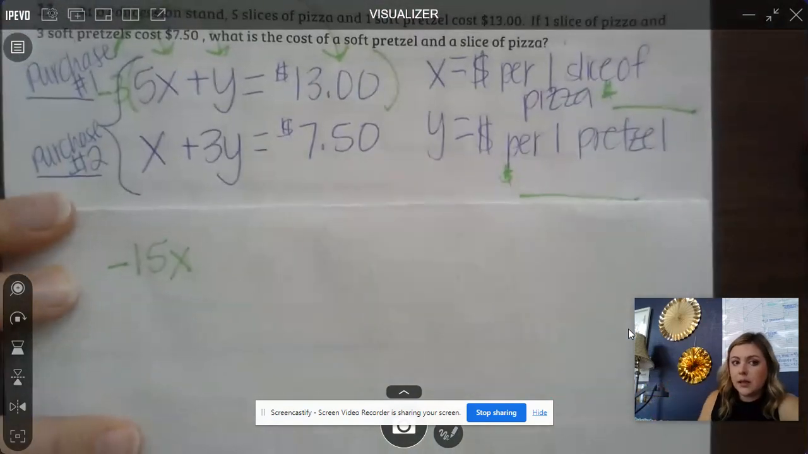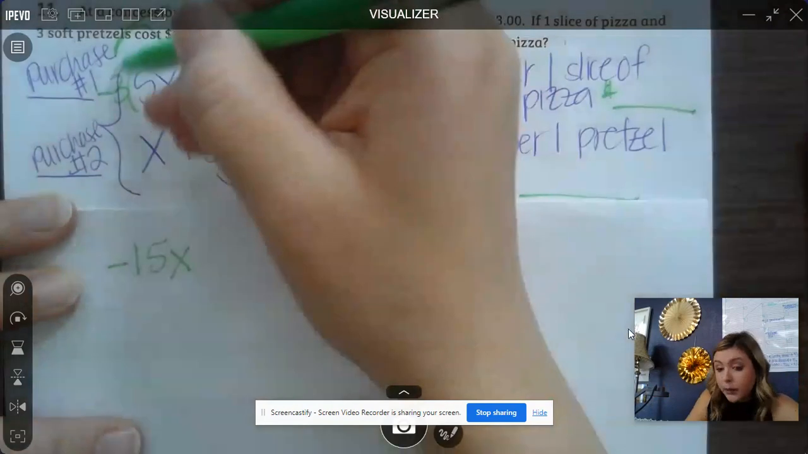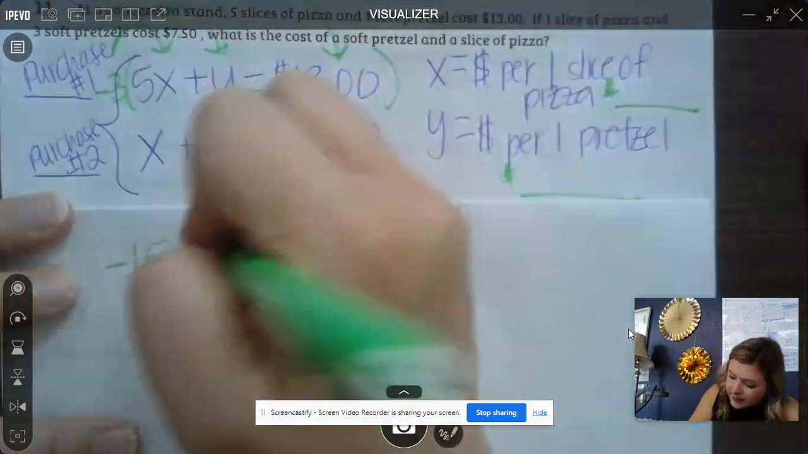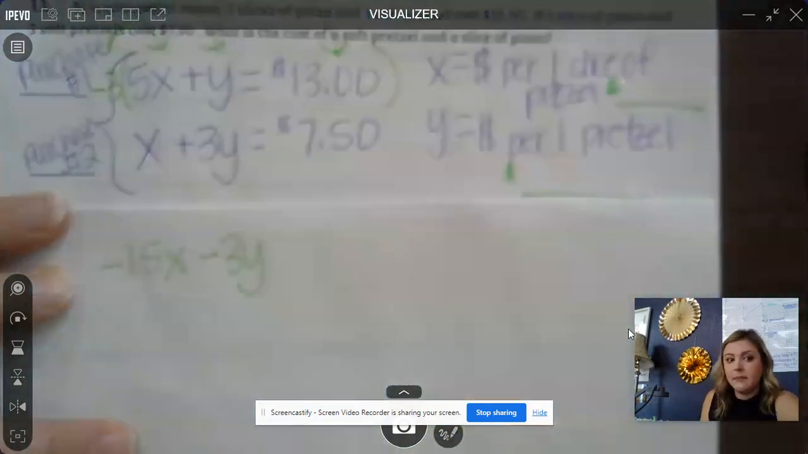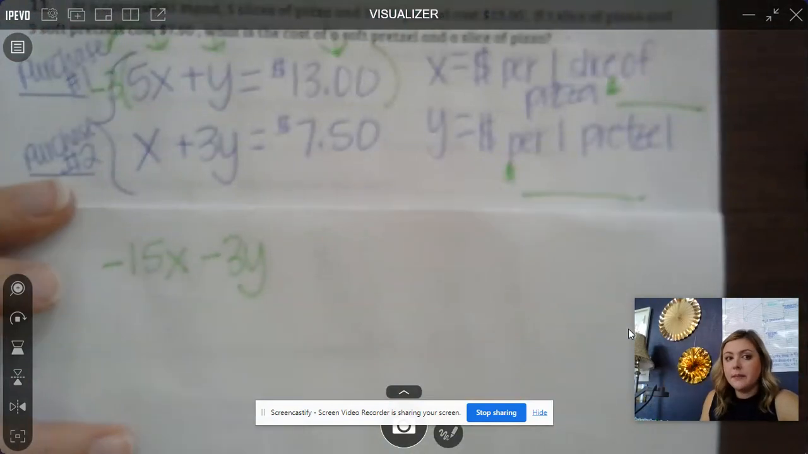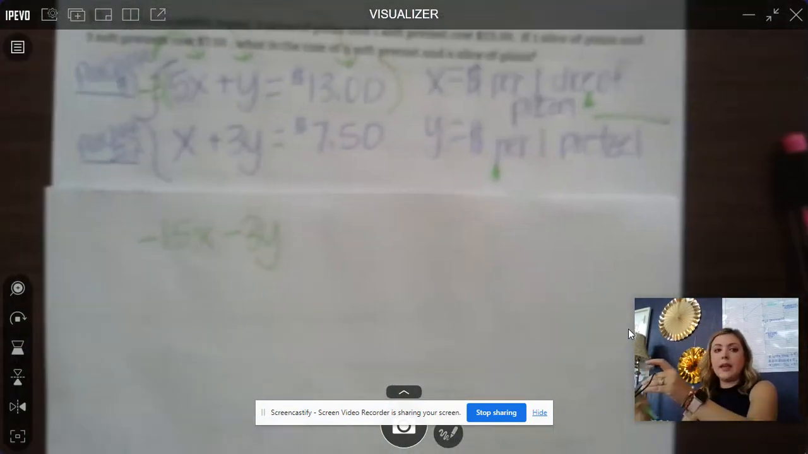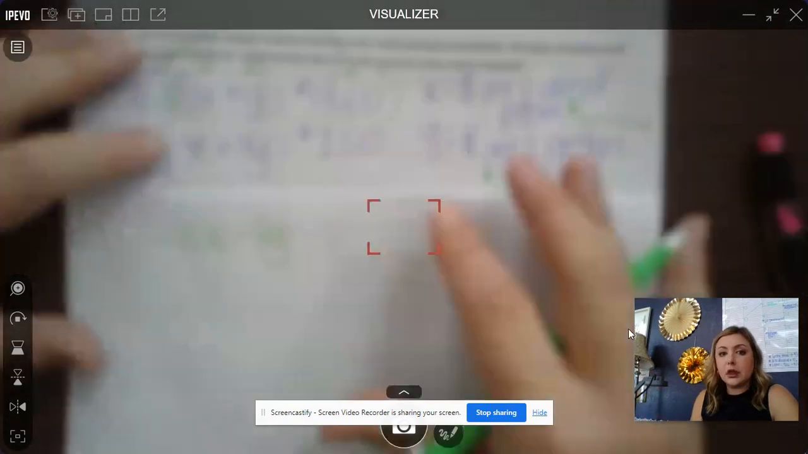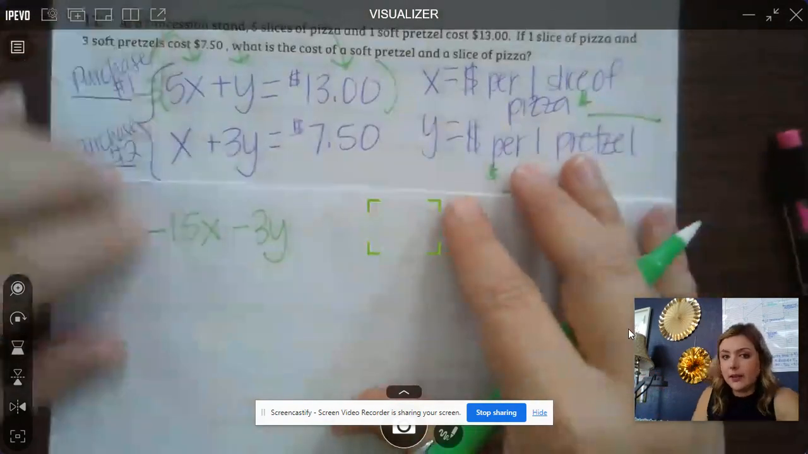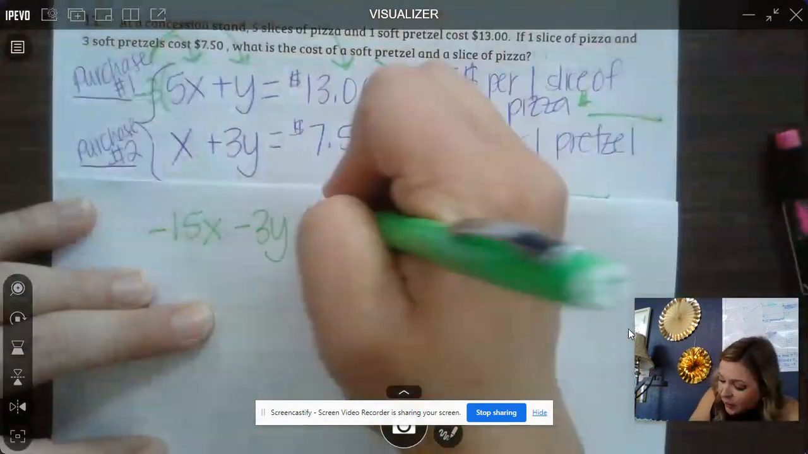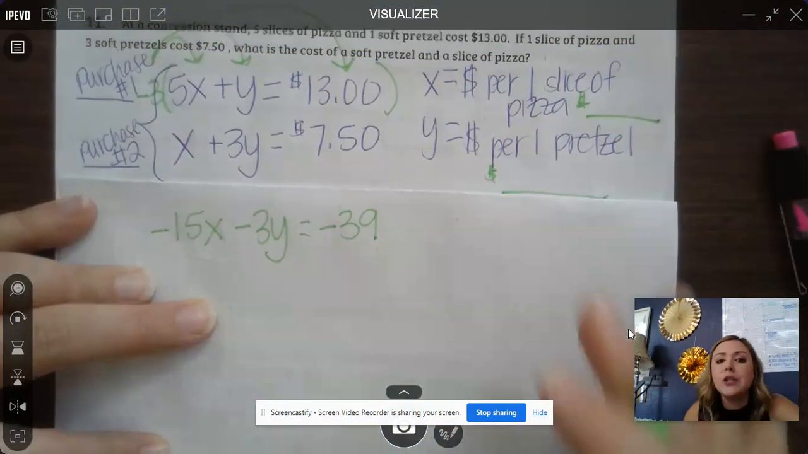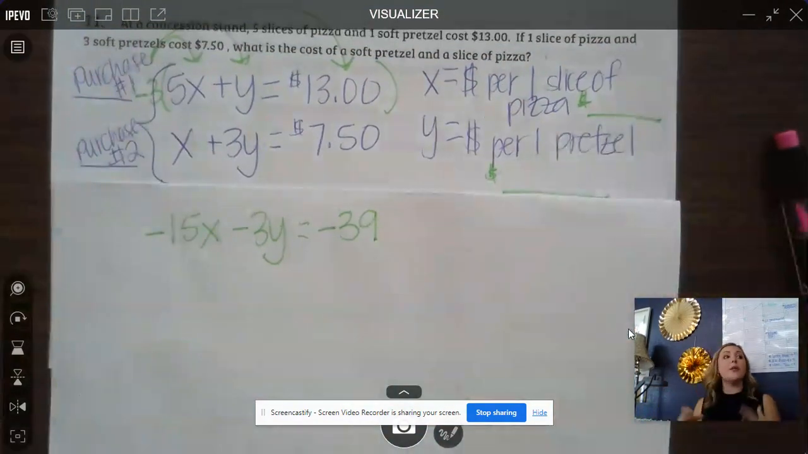Sorry that it keeps unfocusing. -3 times y is -3y. And then -3 times 13 is -39. Very good. So I didn't change this equation. I made an equivalent form that's going to help me cancel out.